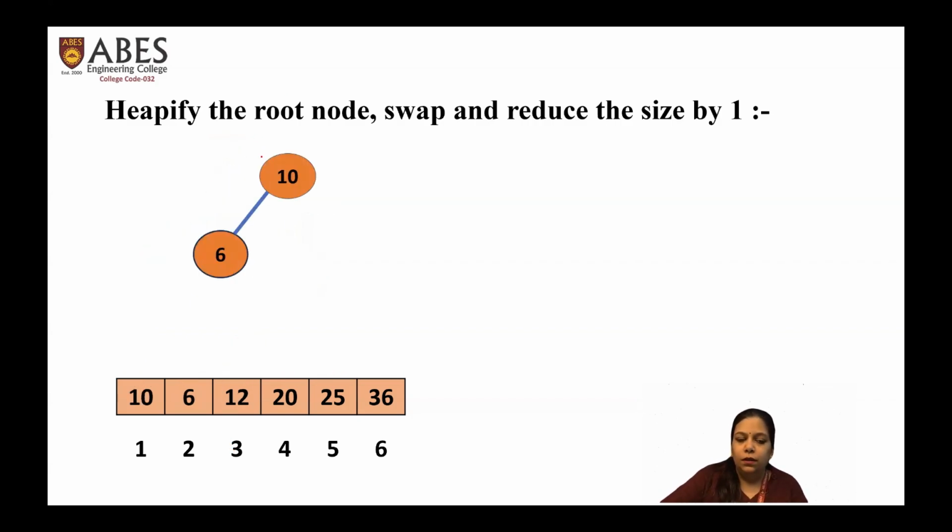Now, again, we have to heapify the root node. In order to heapify the root node, 10 will be compared with the left child. There is no right child, and the left child is smaller. So there will be no swapping. There will be no swapping in heapification.